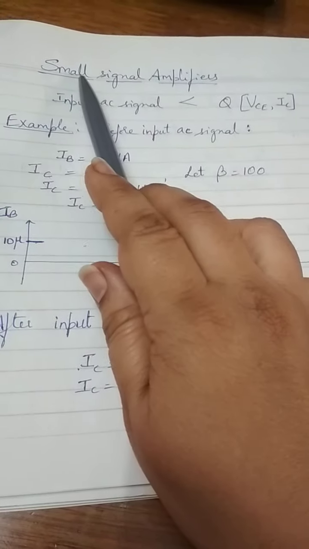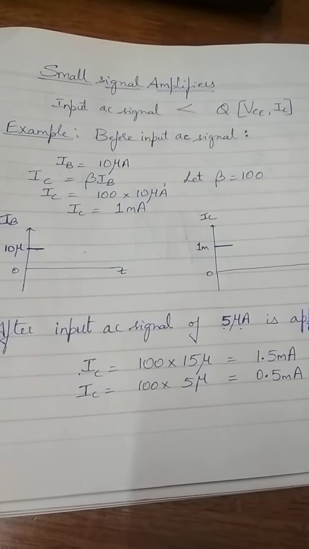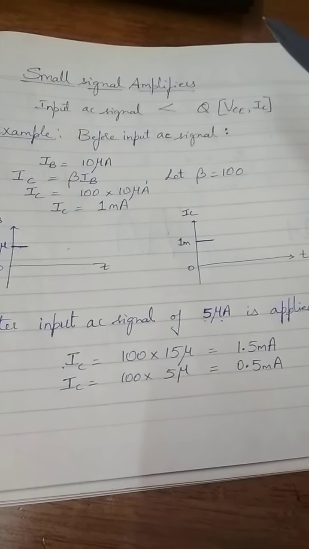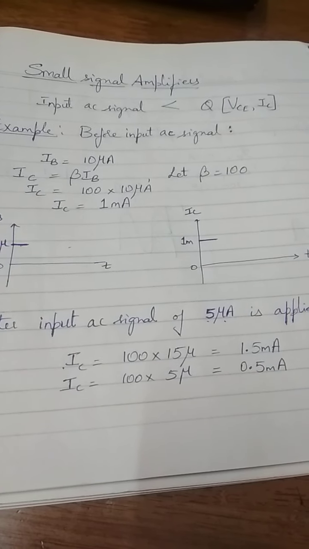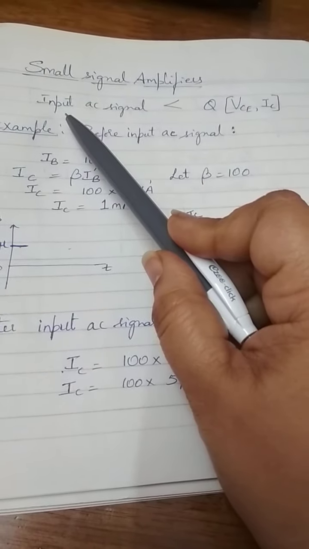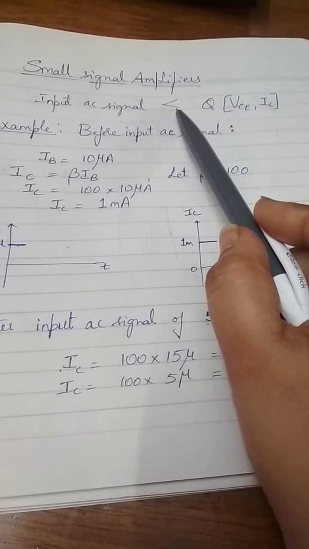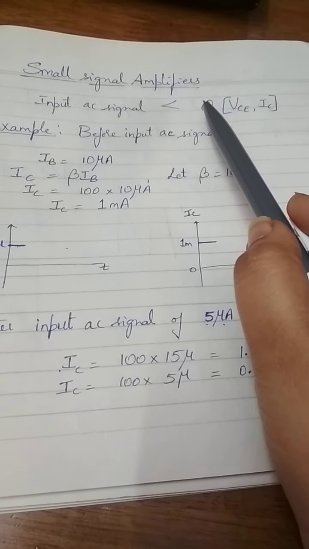Today we'll be learning about the small signal amplifiers. In the previous class you have studied about the concept of an amplifier. Today among the different types there are small signal amplifiers and large signal. Small signal amplifier means if the input AC signal is lesser than the Q point value, then we say that it is a small signal amplifier.